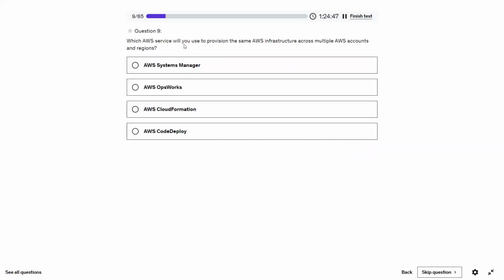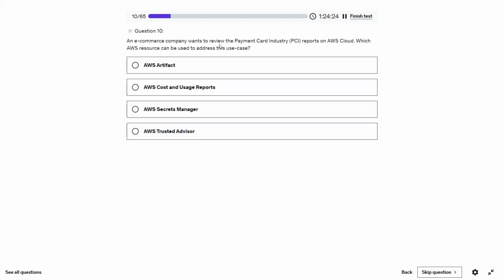Which AWS service will you use to provision the same AWS infrastructure across multiple AWS accounts? Let's suppose you want to spin up an EC2 instance with some configuration and use that configuration across multiple accounts. Just go with the CloudFormation template. Write all the configuration in the CloudFormation template and deploy that. That is infrastructure as code.